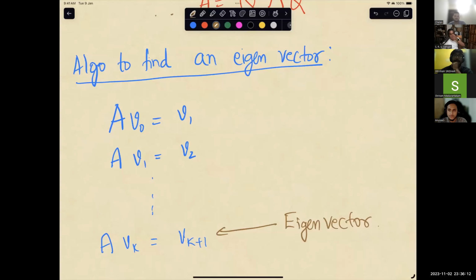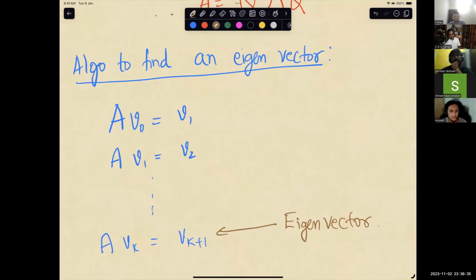V naught is not an eigenvector. V1 is not an eigenvector. V2 is not an eigenvector. As you keep doing it k times, then your k plus 1 becomes an eigenvector, it seems. What is k? It's a small number. Trust me on this. That's how you find an eigenvector.